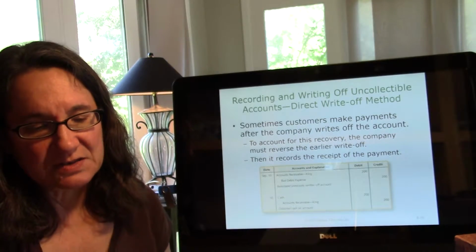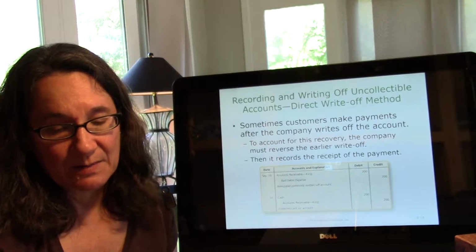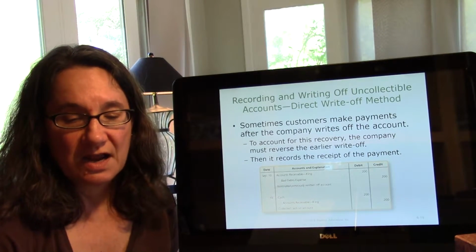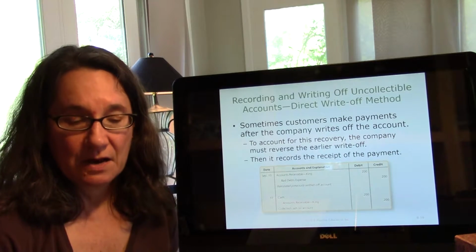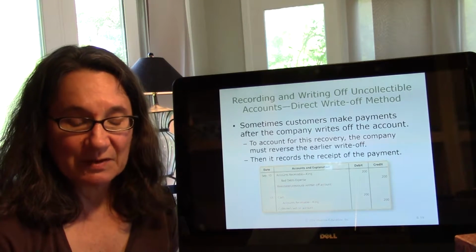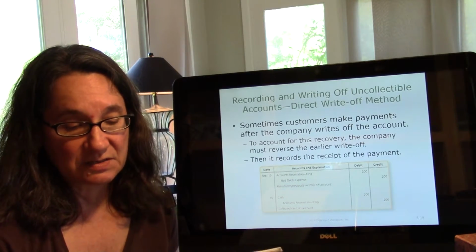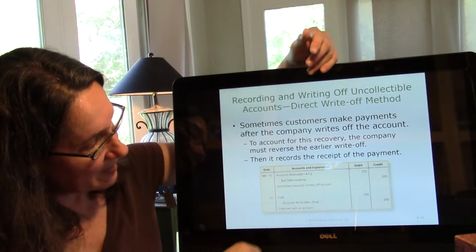Even though customer accounts are sometimes written off, the customer may still feel an obligation to pay the amount owed if at some future date the customer is able to send in the original payment. The company reverses the earlier write-off. Then the company records the payment by debiting cash and crediting the customer accounts receivable. So just like any other payment, right? The only thing is, you just put it back on the books.